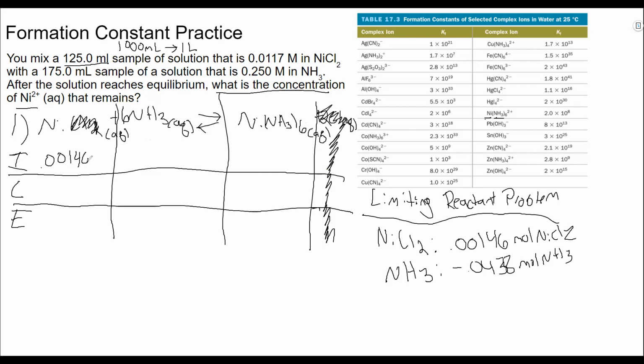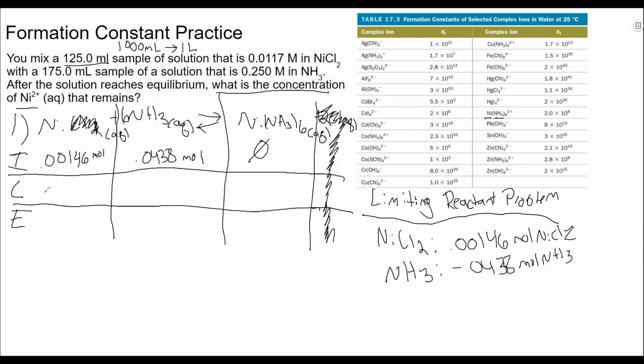All right, so our initial concentration of nickel is 0.00146 moles. Our initial concentration of NH3 is 0.0438 moles. We don't have any Ni(NH3)6 yet. We haven't made it yet.